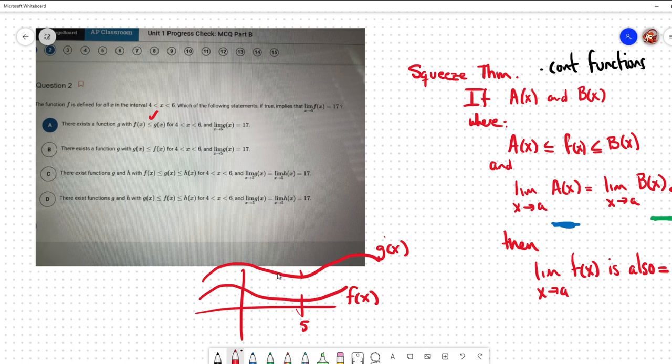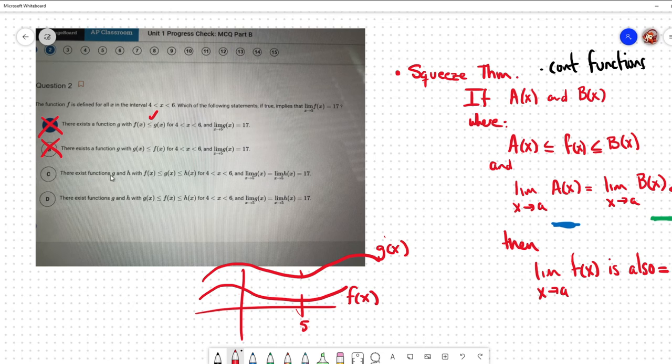So the problem here is with one function, I cannot do the squeezing. So A is not going to be the answer, and neither is B. Because again, in B it's the same idea with the function, only now g of x would have been the lower function, but then again, f of x is just going to be able to freely go wherever it wants. So it can't be A, it can't be B. So now I look at C and D.